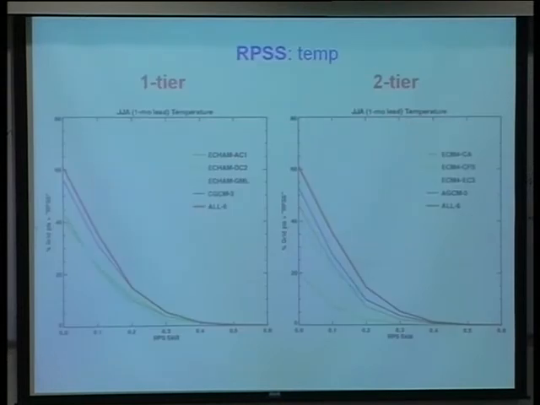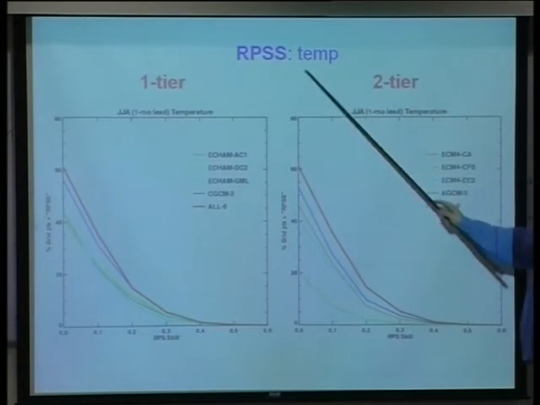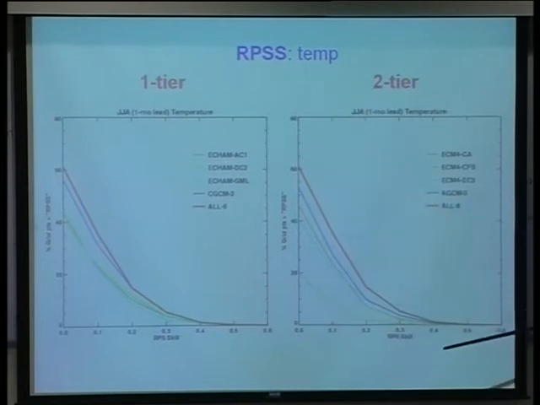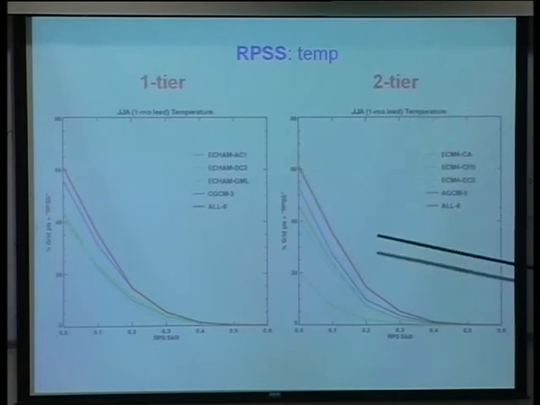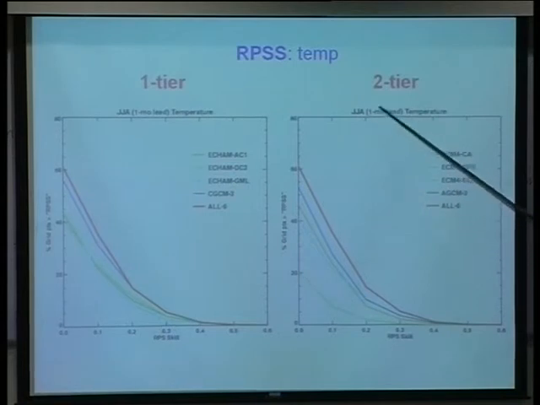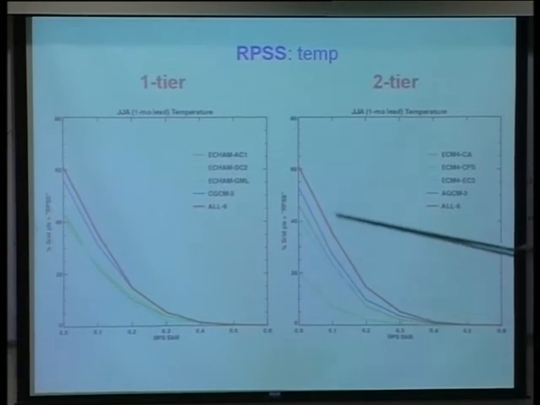Okay, so what does that look like? RPSS is ranked probability skill score. That's a probabilistic measure of skill. So here's a set of 1-tier forecasts. Here's a set of 2-tier forecasts. Let's start on the 2-tier. These are for June, July, August, 1-month leads. That means these started 1st of May. So all 6 members give this profile for ranked probability skill score.